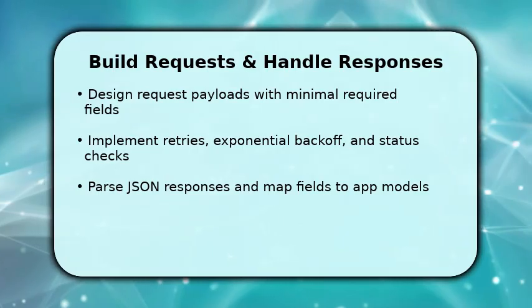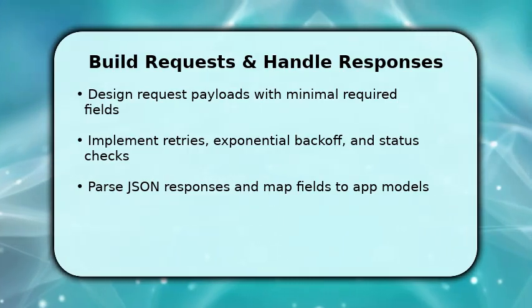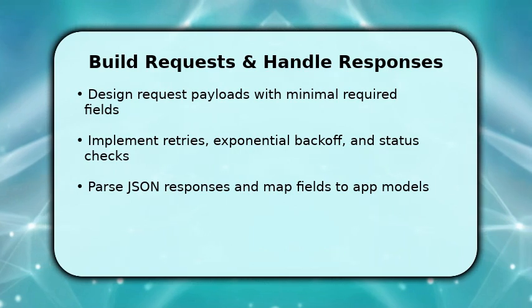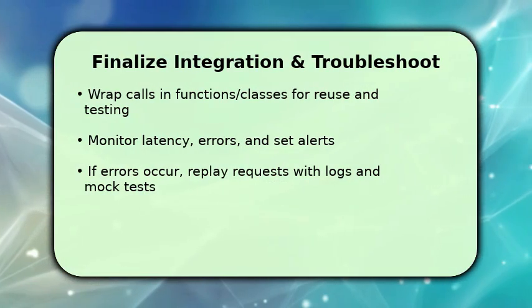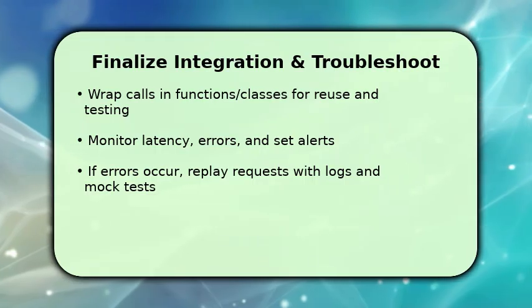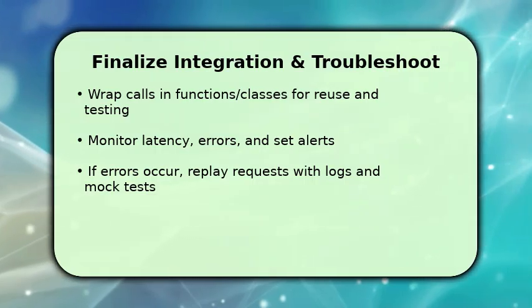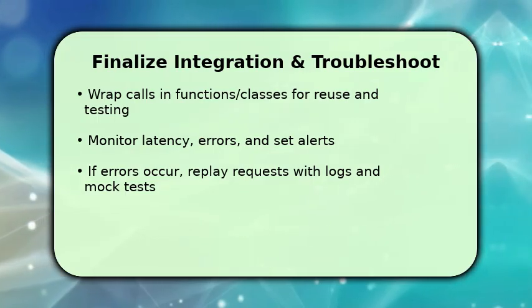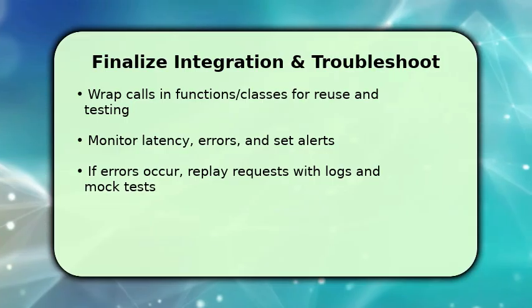Make sure to log raw responses for troubleshooting and sanitize logs to never expose Vapi keys or user data while you iterate. Finish by encapsulating Vapi interactions into reusable functions or classes so you can unit test and stub them later. Once done, add monitoring for latency and error rates and set alerts to catch regressions early.